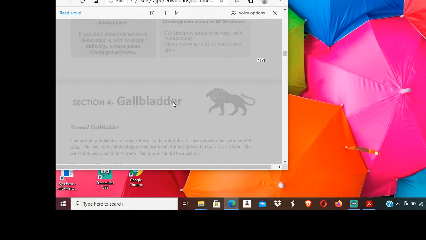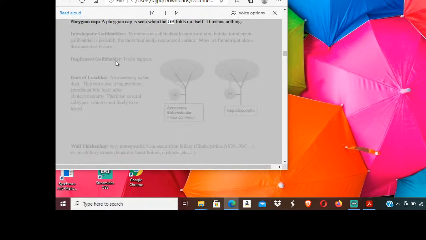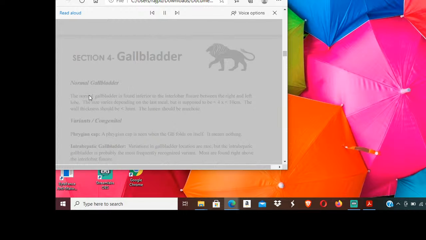The lumen should be anechoic. Variants, congenital: Phrygian cap. A Phrygian cap is seen when the GB folds on itself. It means nothing.